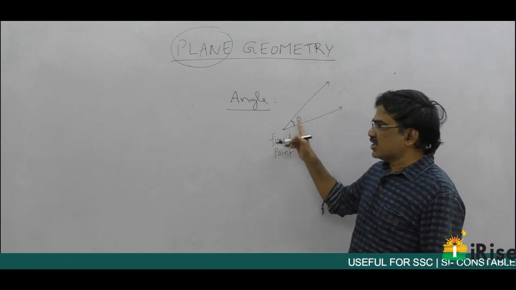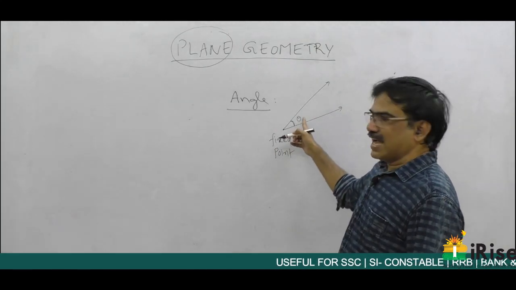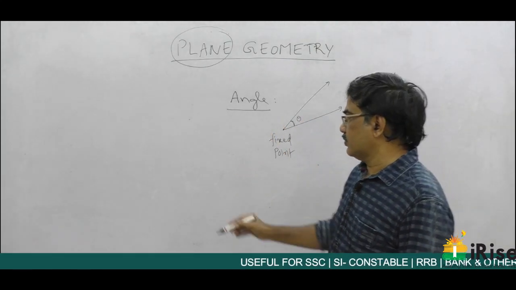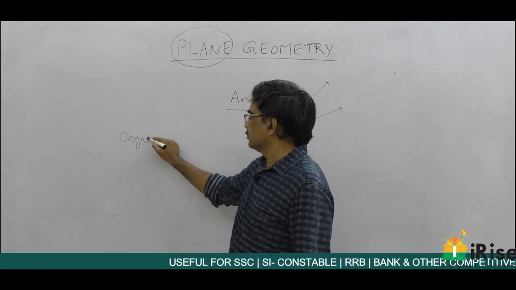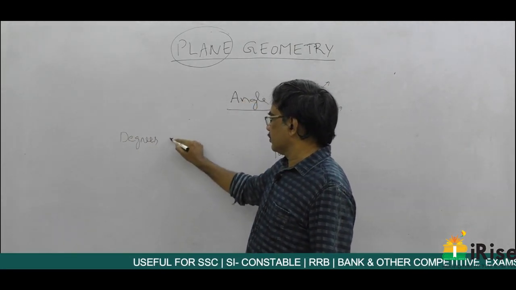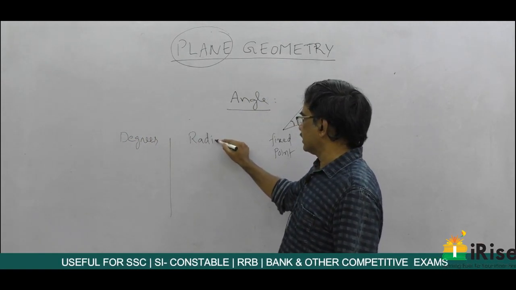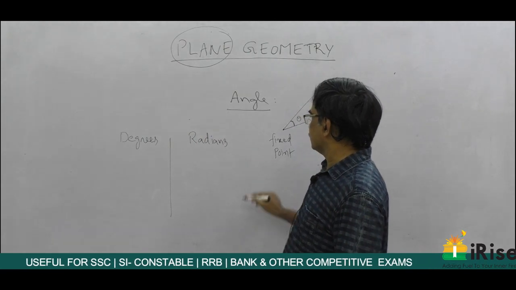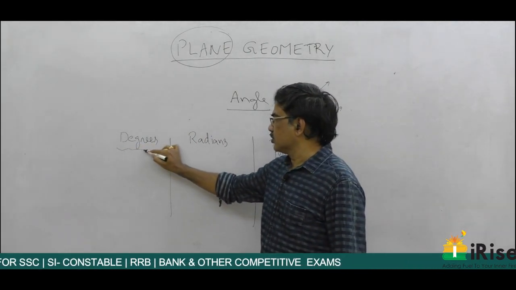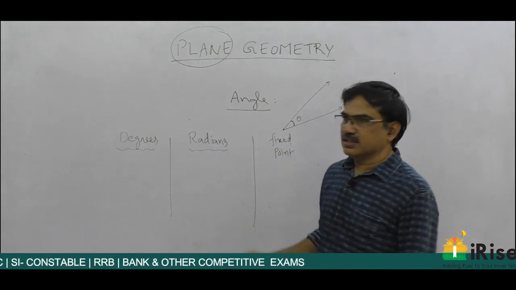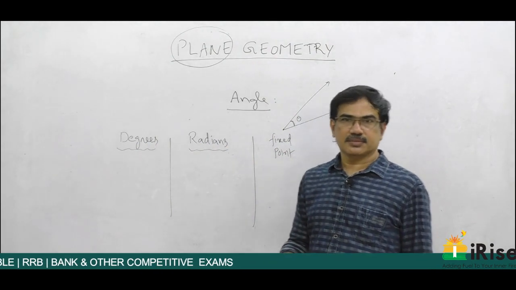Then how to measure these angles? We measure the angle in terms of degrees, in terms of radians, and also in terms of grades. Generally we use these in trigonometry.